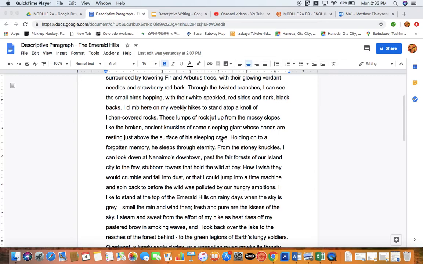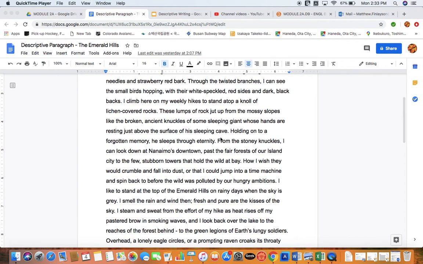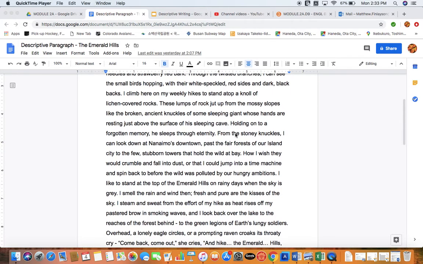These lumps of rock jut up from the mossy slopes like the broken ancient knuckles of some sleeping giant whose hands are resting just above the surface of his sleeping cave. Okay, so this is the first one of those comparisons that I talked about in my last video. Because we can see that this particular example uses like, we know that it's going to be a simile. I'm comparing the rocks to the knuckles of a sleeping giant. So I'm not saying the rocks are knuckles of a sleeping giant. That would be a metaphor. That would be a direct comparison. When you use like or as, it's called an indirect comparison, which is a simile. So it's visual. It's also supposed to engage the imagination of the reader.